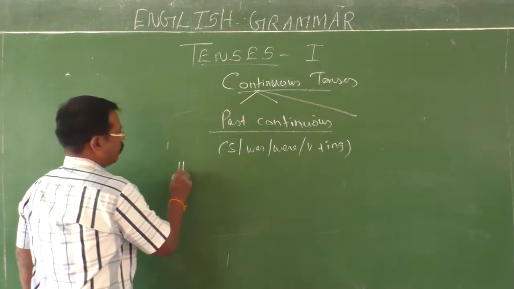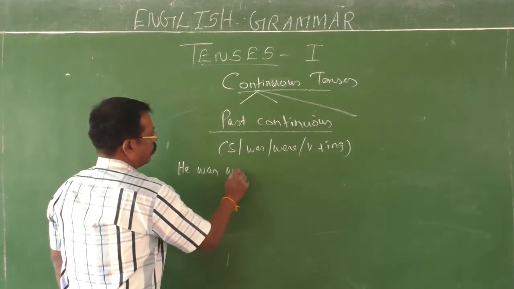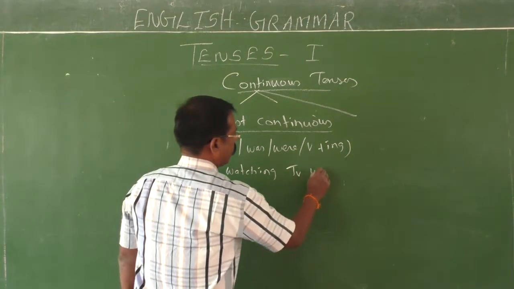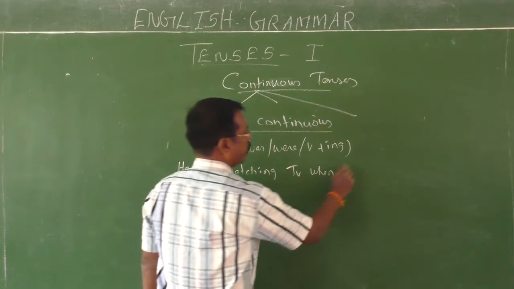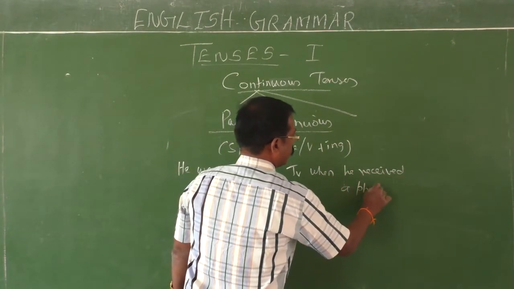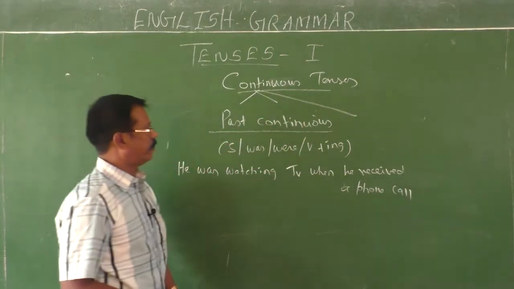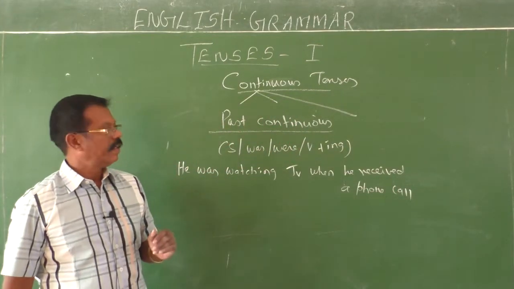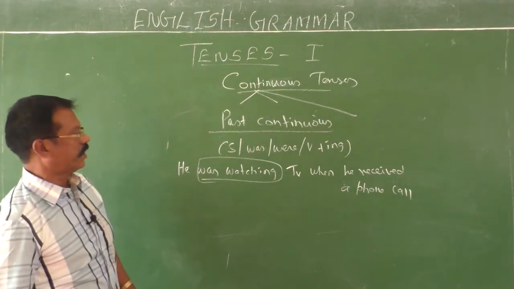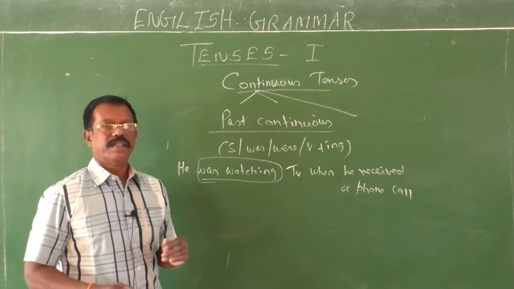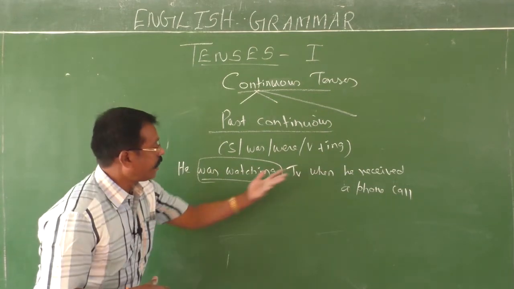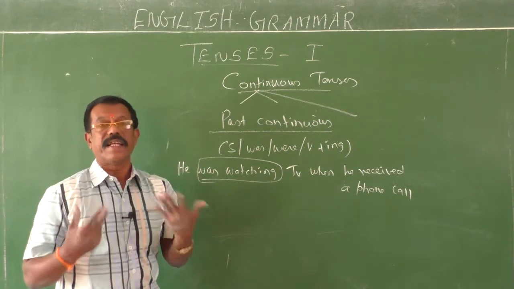See, he was watching TV when he received a phone call. See this example. He was watching TV when he received a phone call. He was watching is a past continuous tense. It's a long action. So, see, he kept watching TV. Suddenly it happened. Receiving a phone call suddenly happened.